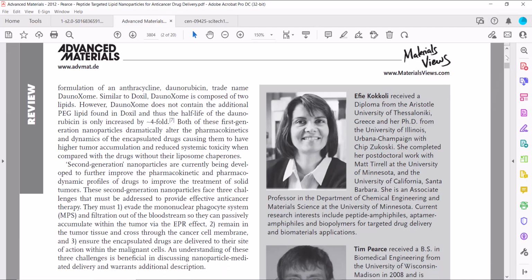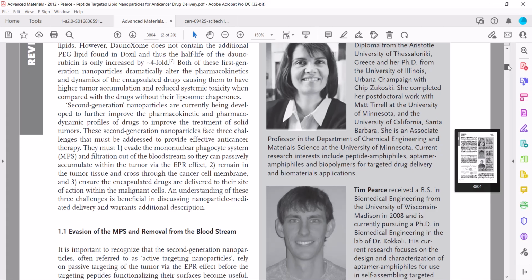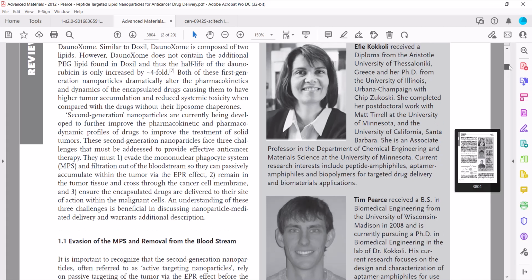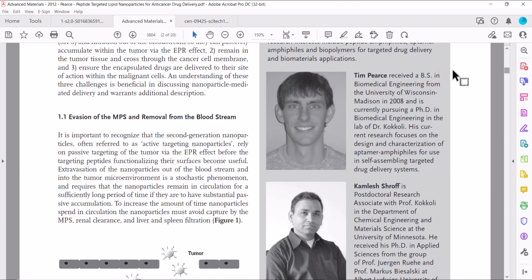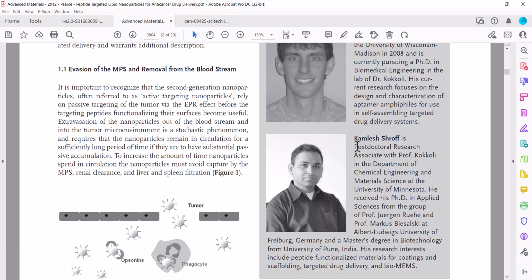Here, in fact, they've got nice little biographies of each of the authors, where they got their education, where they work now, and what their research interests are. So this person, as we already noted, is a professor. This is a graduate student at the university, and this person is a postdoctoral research associate working with the professor. So again, we know all about them, where they work, how to contact them.